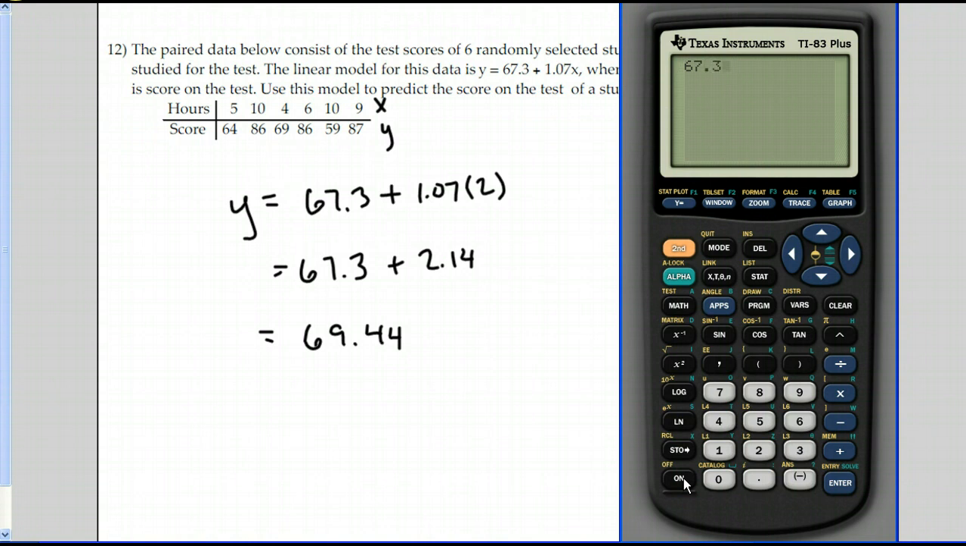Or again, you could just go to your calculator and plug it in. 67.3 plus 1.07 times 2. Hit enter. There's their number. Okay.